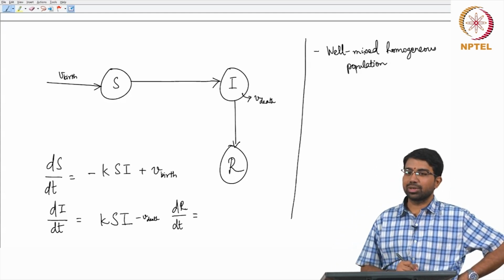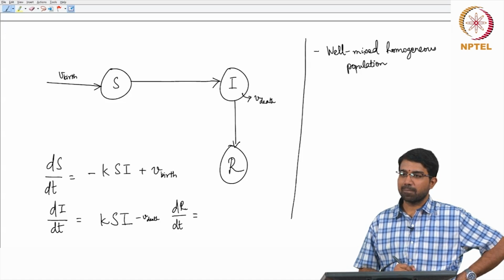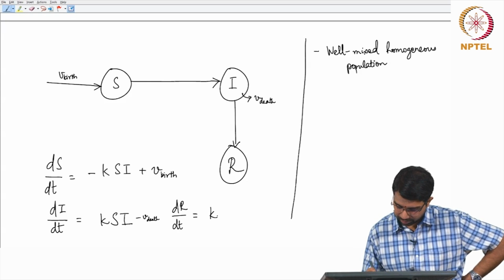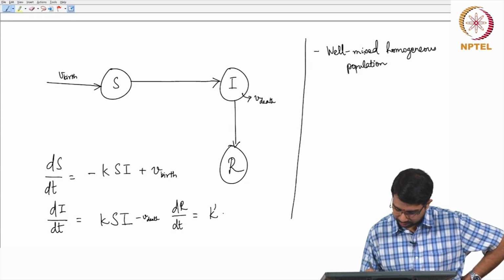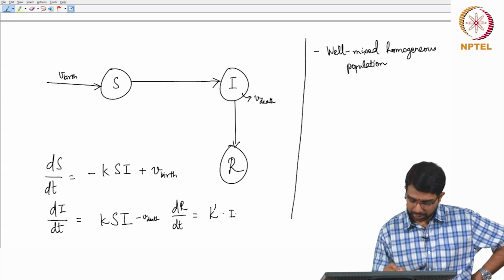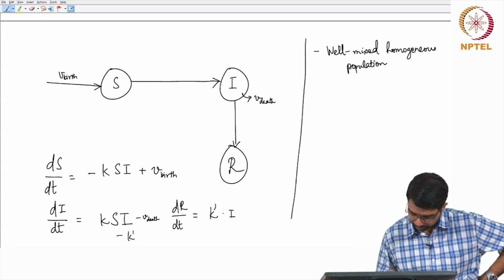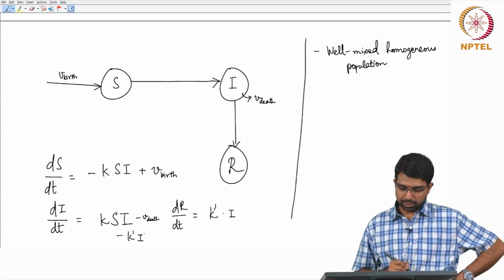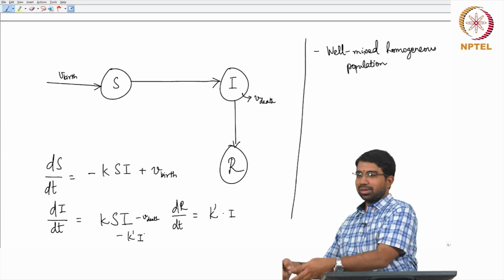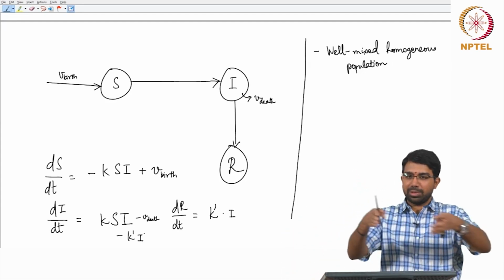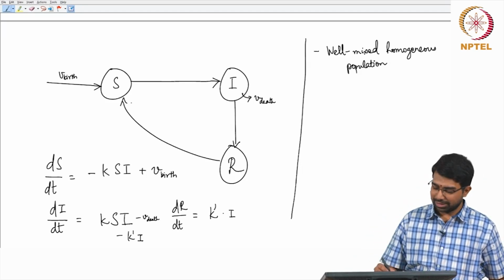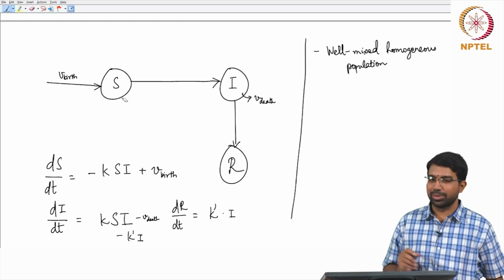Yeah. So, let us first write out what is dr by dt. Some k dash into I, right. This will again come here. There is some sort of a mass balance, right. So, infected people become recovered, or susceptible people become infected, recovered people could become susceptible again. Let us not worry about all those complexities at the moment, right.